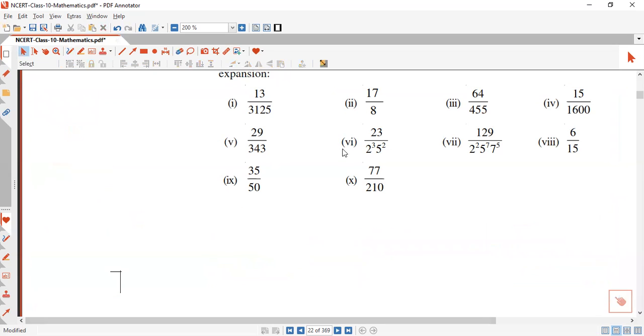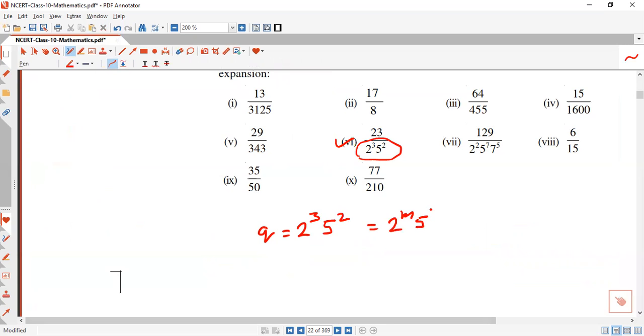You see this question part 6 is there. 23 is a prime number. The denominator is already given to you. And the denominator is equal to what? 2 raised to 3, 5 raised to 2. And it is in the form of 2 raised to m, 5 raised to n.